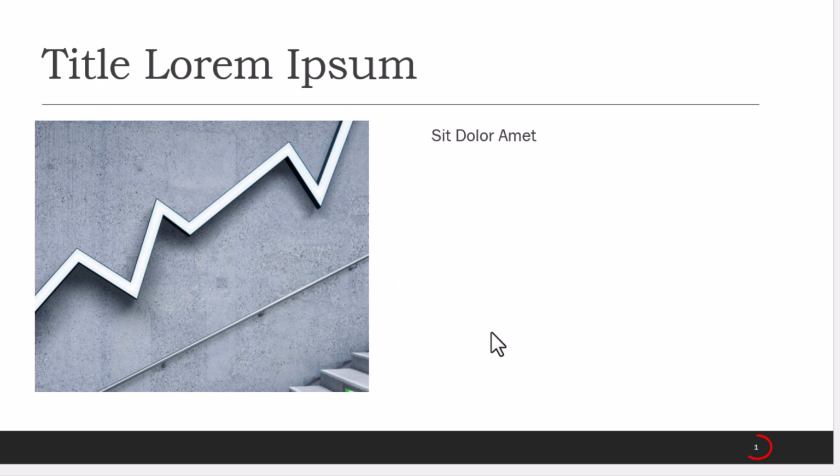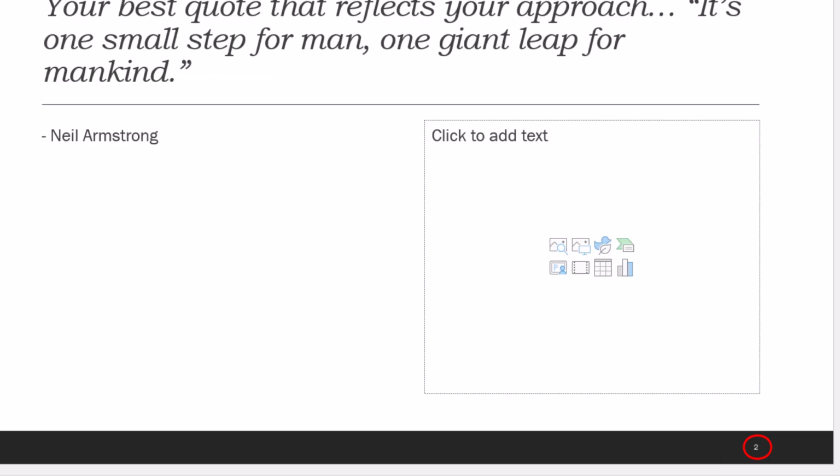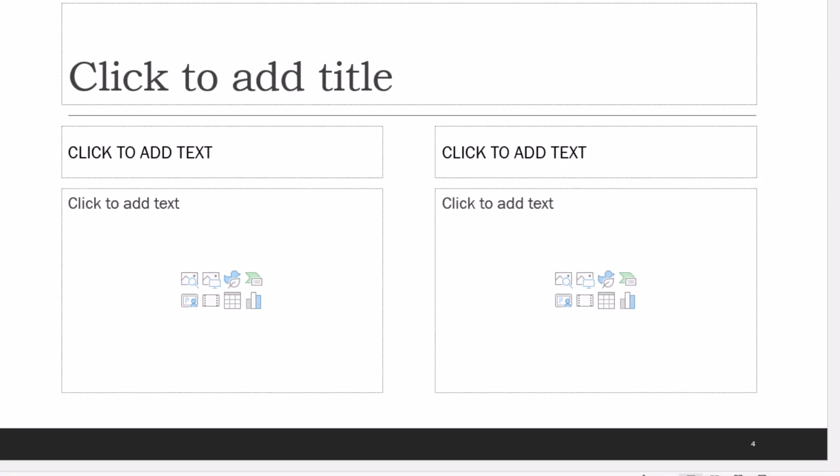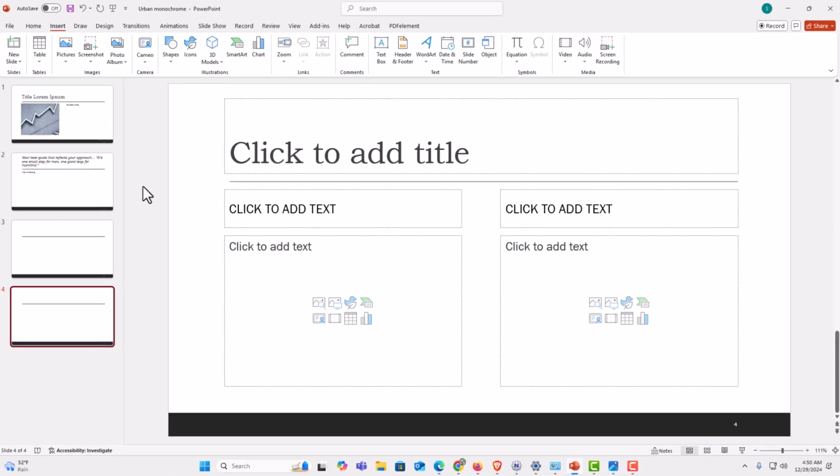Now, as you can see down here toward the lower right-hand corner, I have a number 1. I'm on my first slide. If I click on the second slide, number 2, third slide, number 3, fourth slide, number 4. That is how to add slide numbering in Microsoft PowerPoint.